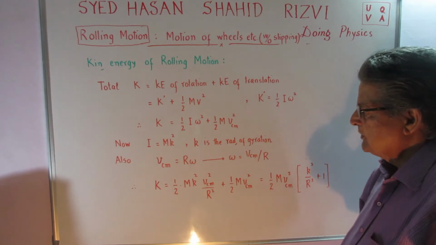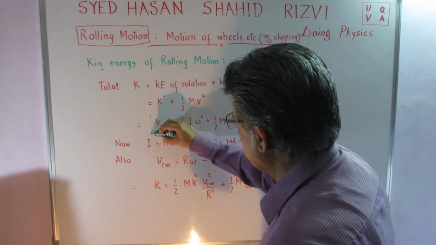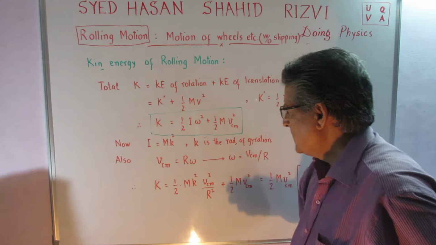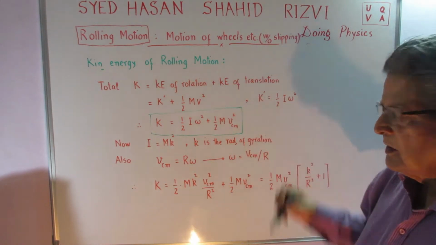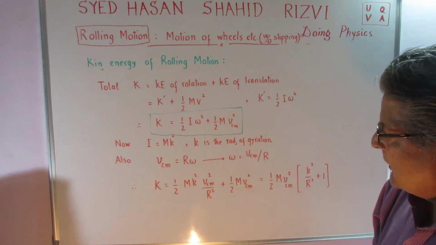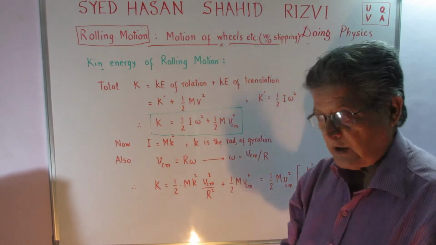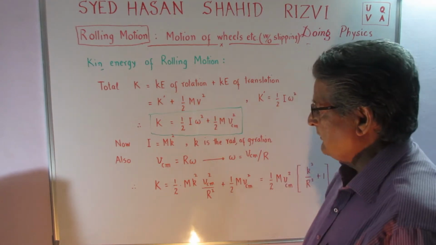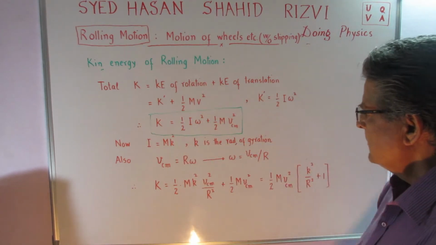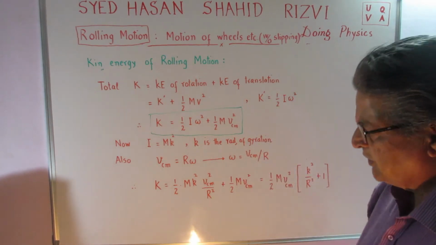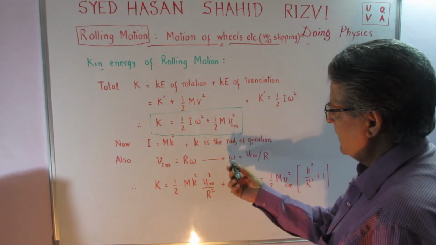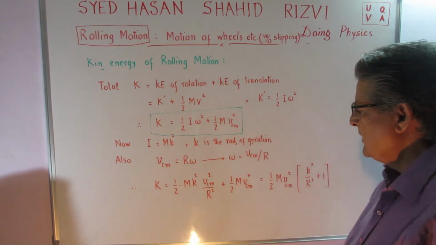So summing up together, I can write this relation that K is equal to half I omega square, the rotational counterpart, plus half m v center of mass square, because the velocity of the body is equal to the velocity of center of mass. Now, I is equal to m k square. We define the radius of gyration of any rotating body as I equal to m k square, where k is the radius of gyration. Of course, it is in meters. Also, as v center of mass is equal to r omega, I can write omega is equal to v center of mass divided by r.